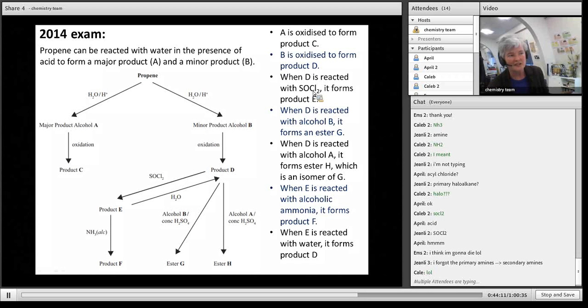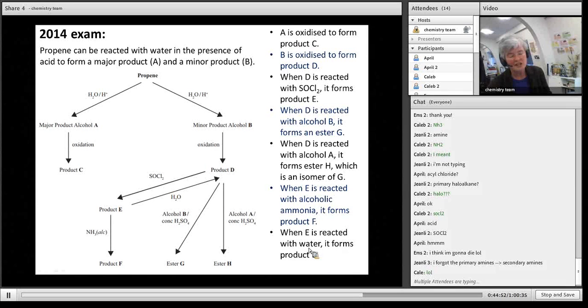Now that should tell you that this E is an acyl chloride, because I need the carbonyl-type group to make an ester. Okay, so that's already giving you clues. Then if D is reacted with an alcohol, it also forms an ester. And we know that H is an isomer of G, so it must be the same molecular formula, but different structures. And if I react with alcoholic ammonia, I'm forming an amine. And when E is reacted with water, it forms product D.